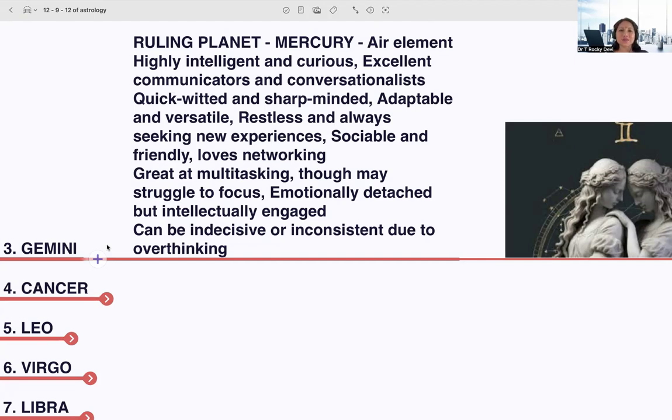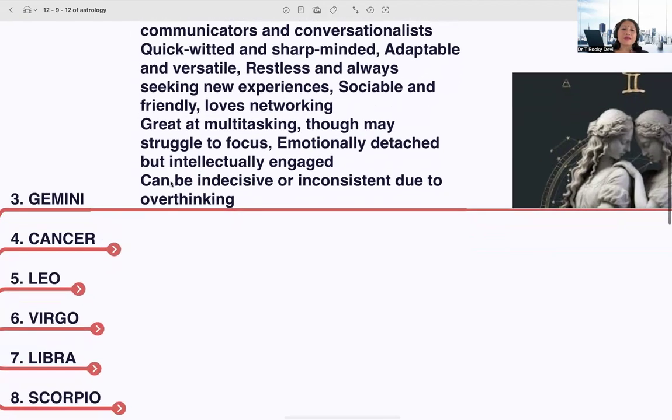Emotionally detached but intellectually engaged. They are intellectually high. Can be indecisive or inconsistent due to overthinking. And let us see about the Cancer.